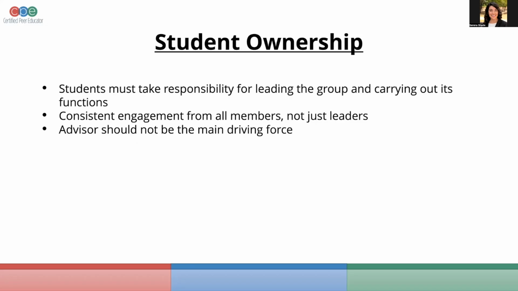And finally, highly effective peer educator groups show peer ownership. The program manager is gonna provide you guidance and enforce institutional policies, but you should be responsible for and committed to the group's success. Additionally, we want to make sure that all members, not just one or two people, are fully engaged in our group.